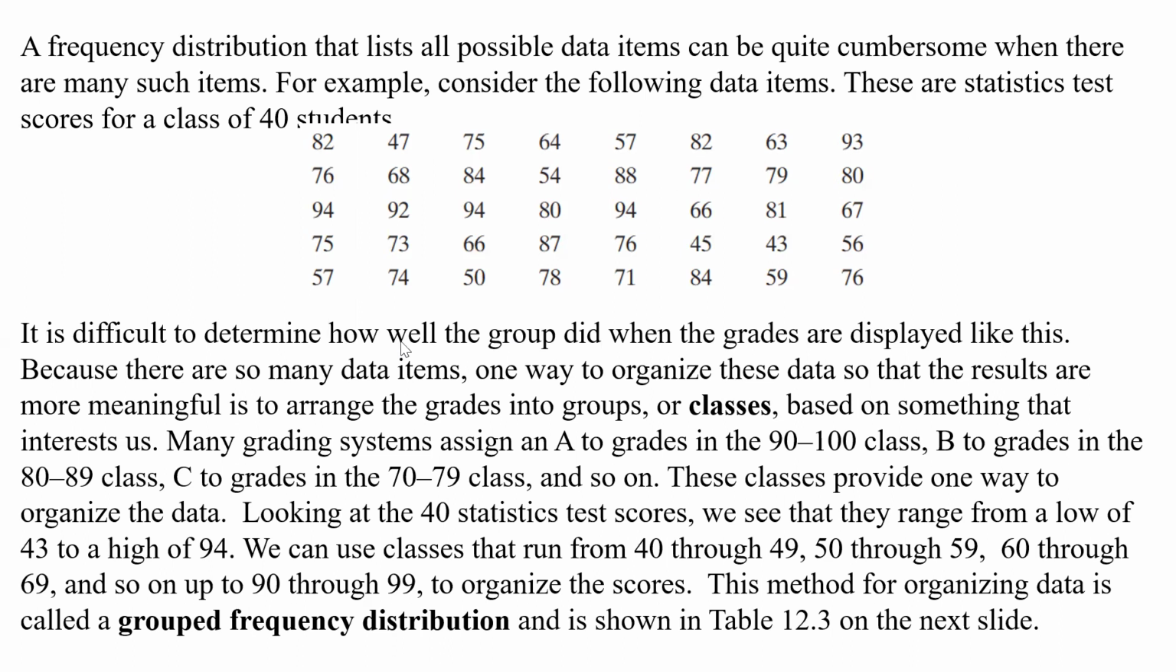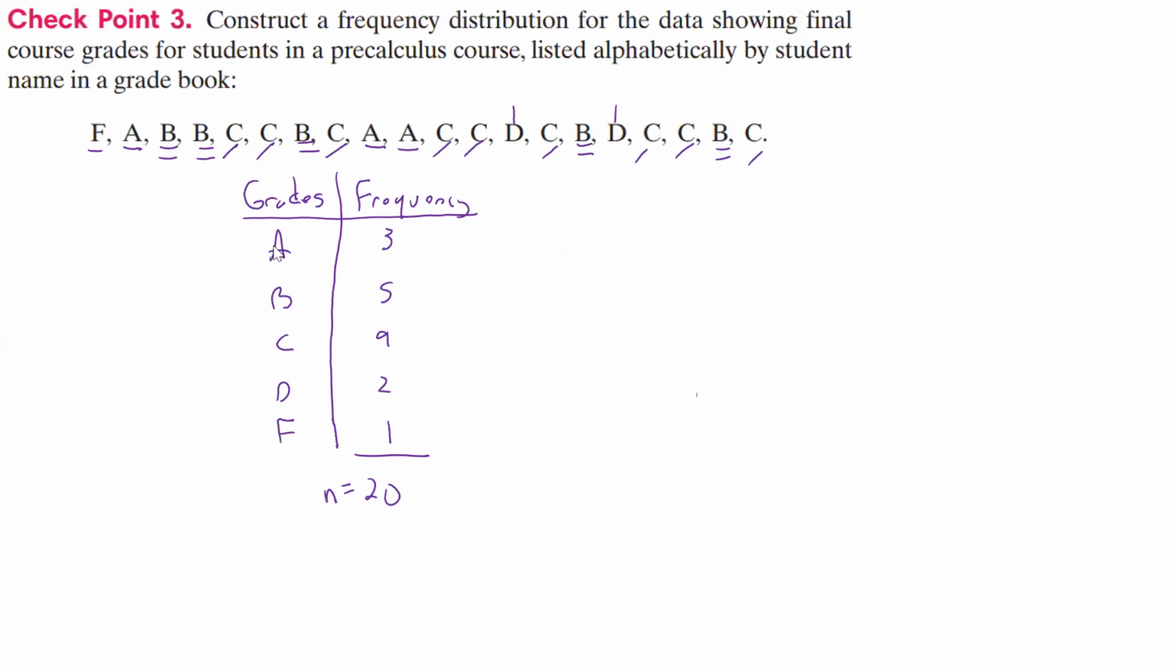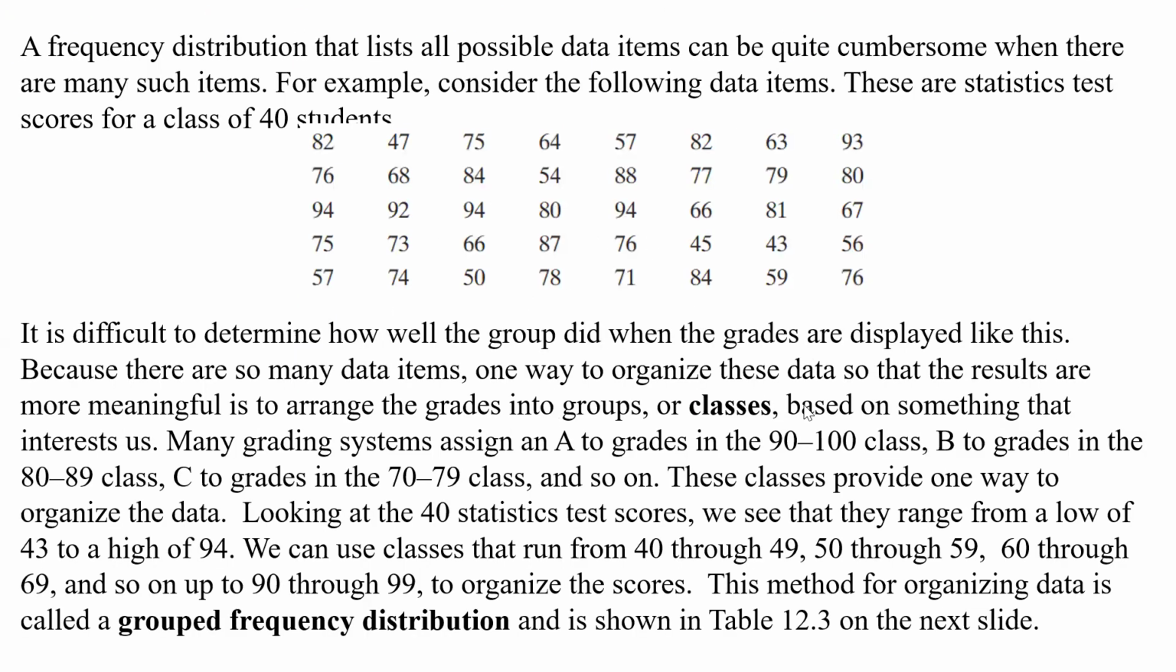And because there are so many data items, one way to organize this data is to put it into classes or groups. Maybe if you think about your A's and B's and C's: A's would probably be 90 to 100, B's would be 80 to 89, C's would be 70 to 79, D's would be 60 to 69, and then everything below would be an F. So that would be maybe one way to look at this.